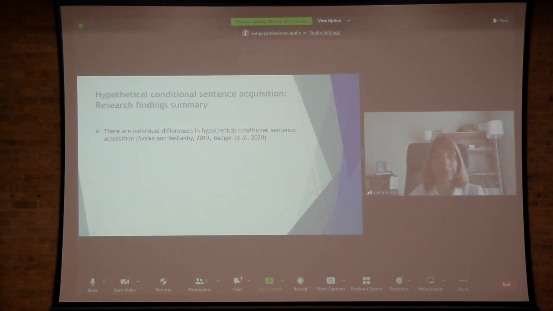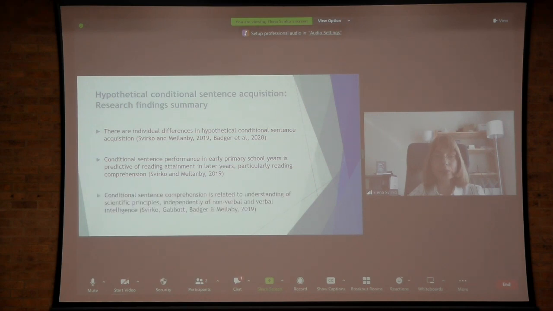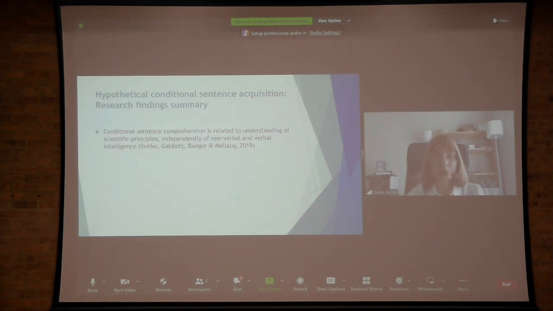To summarize our findings, there are individual differences in hypothetical conditional sentence acquisition. Some children acquire them late, and we believe that some don't acquire them at all. Performance on hypothetical conditional sentences in early primary school predicts reading in later years, particularly reading comprehension. And in another project with Emma Gabot, we also found that conditional sentence comprehension is related to children's understanding of scientific principles, independently of nonverbal and verbal intelligence. To give you an example, it's the idea of testing a hypothesis and the control variable strategy. That's when you change one variable but keep all the other variables constant. So understanding of these principles is related to hypothetical conditional sentences.